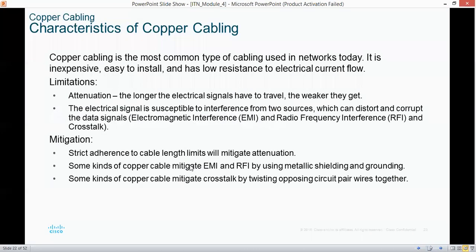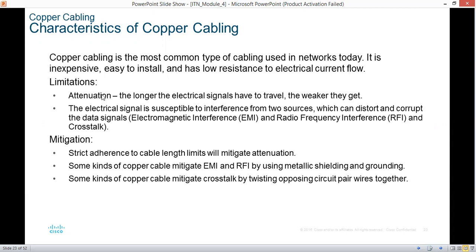So copper cabling actually requires some kind of crimping of cabling, which can also be done in the lab. We'll look at the configuration as we go on, so you can get used to the color coding. Copper cabling is the most common type of cabling used in networks today. It's inexpensive, easy to install, and has low resistance to electrical current flow.